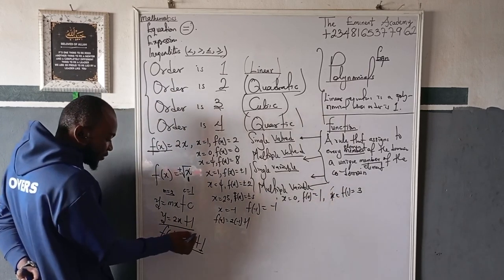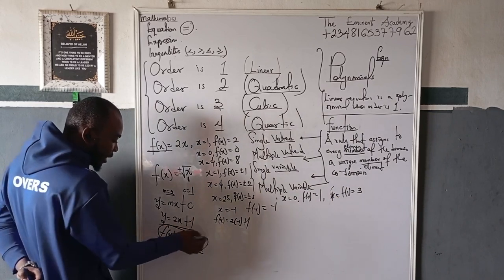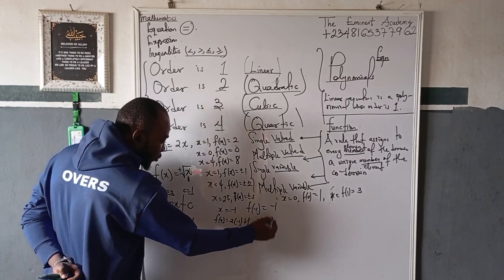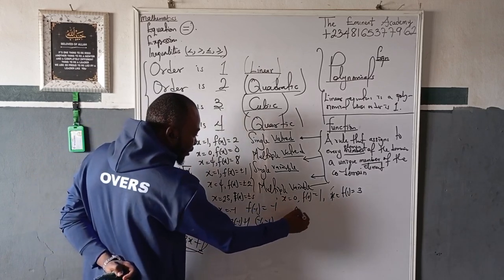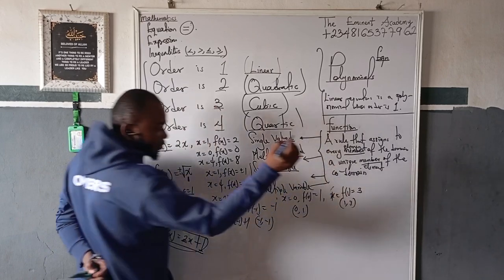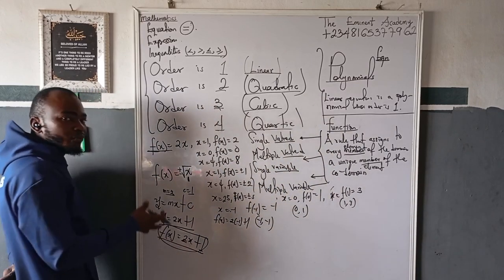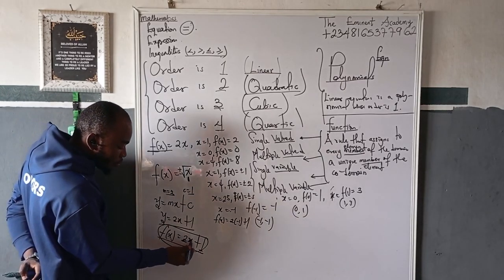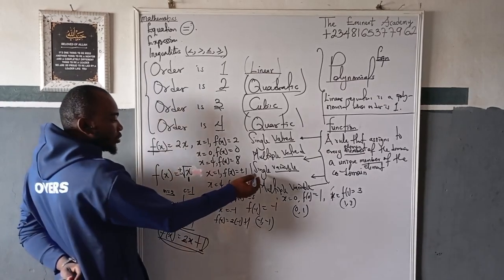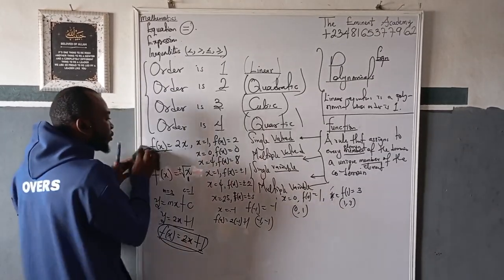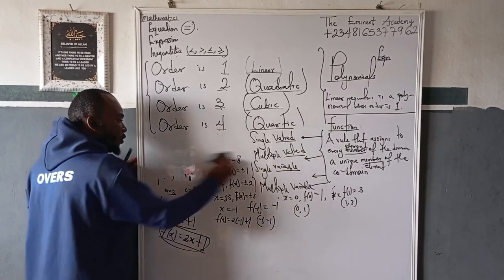So with this single function here, I can locate different points. The first point is minus 1, comma minus 1. The second point is 0, comma 1. The next point is 1, comma 3 in that respect. So anytime a function can be fully defined by a single variable, we call such a function a function of a single variable. But we have some other functions that cannot be fully defined by a single variable.